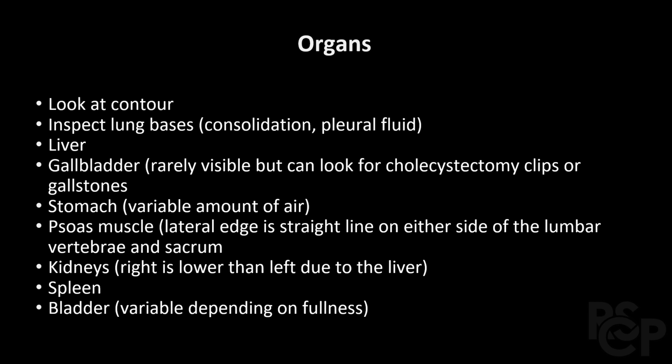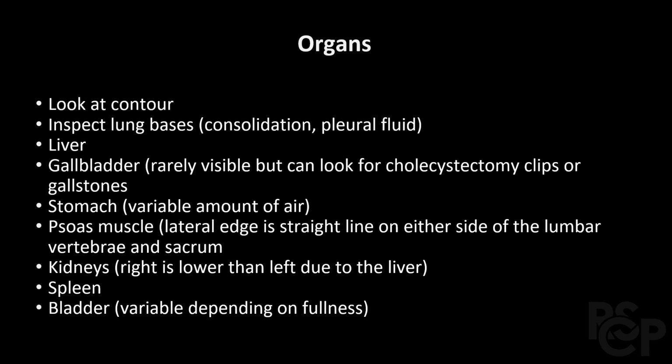You can also see the psoas muscle. Here the lateral edge is a straight line on either side of the lumbar vertebrae and the sacrum. You can also see the kidneys, and if you remember, the right is lower than the left due to the mass effect from the liver. You can also see the spleen, and then you can also see the bladder, which is variable depending on how full the organ is.